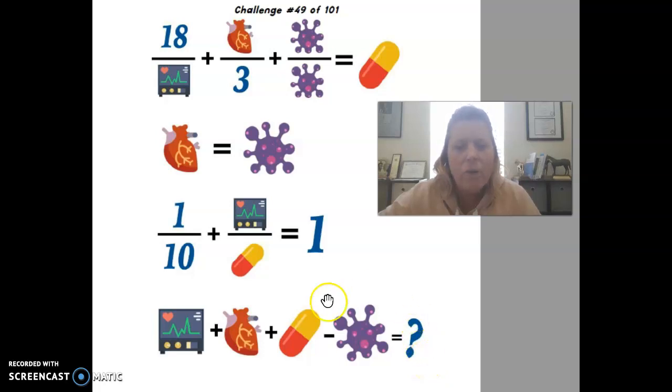I would start with a line that maybe you could add up some things to equal something. So think about what you've learned about fractions in previous years, what you've learned this year, and start there.